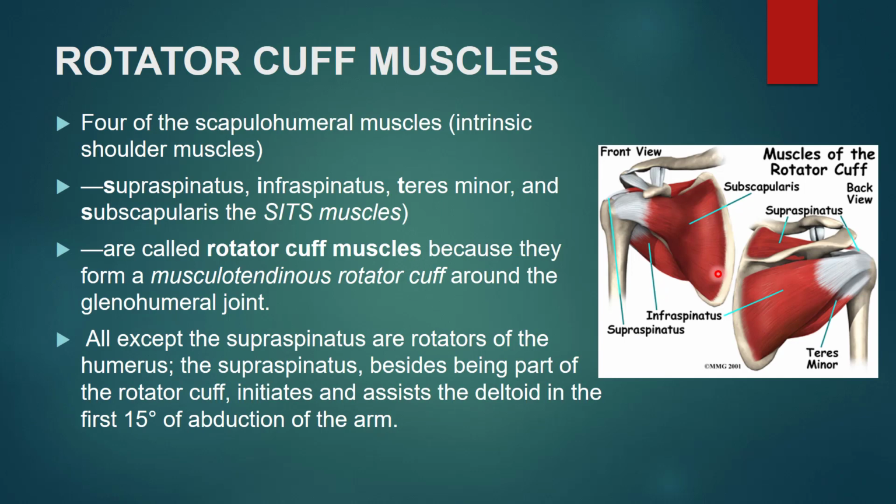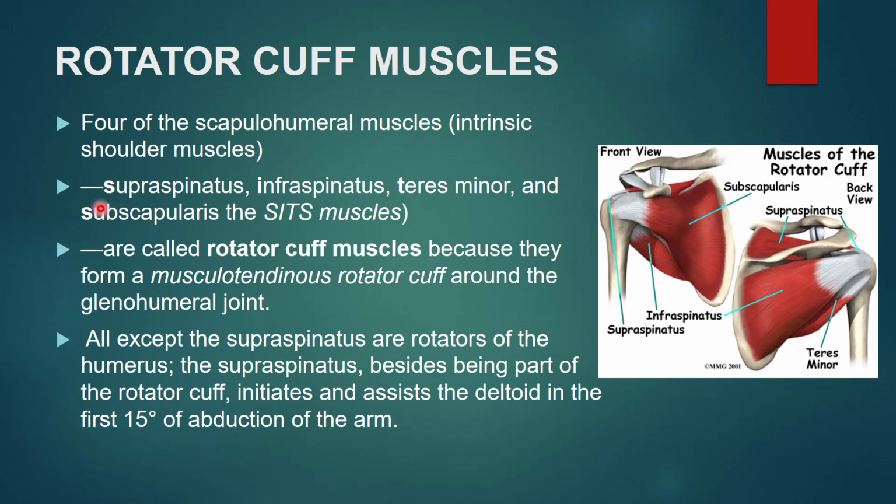Now the rotator cuff muscles. Out of these six muscles, four muscles are the rotator cuff muscles. So four of the scapulohumeral muscles, or intrinsic shoulder muscles, are the rotator cuff muscles. What are those four muscles? Number one is supraspinatus. Number two is infraspinatus. Number three is teres minor. And number four is subscapularis.